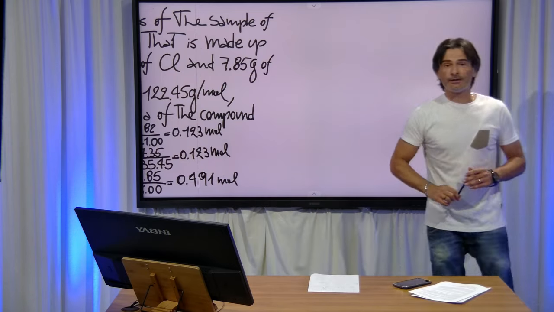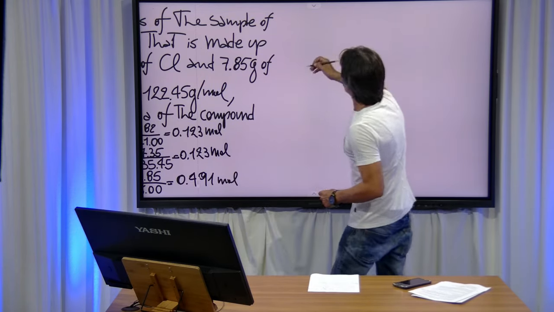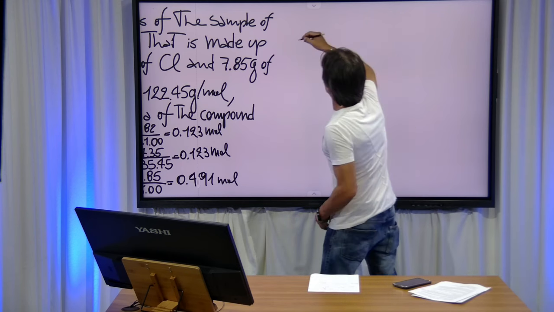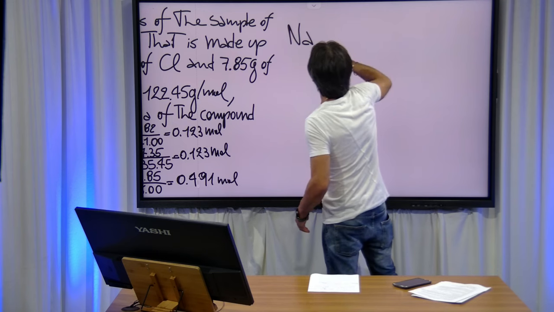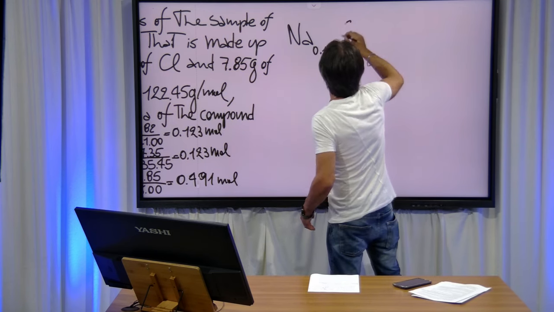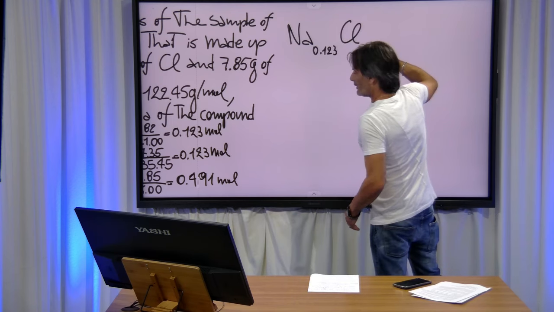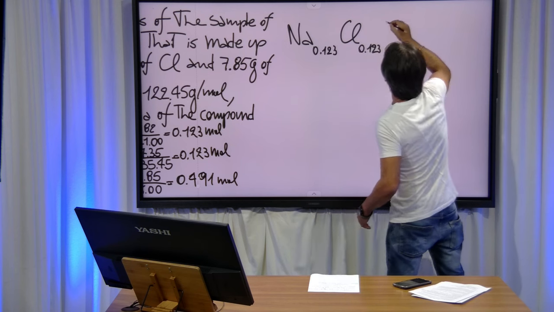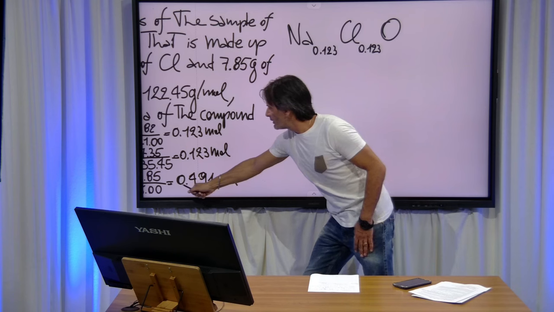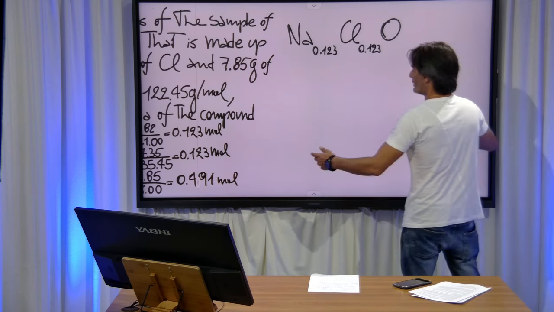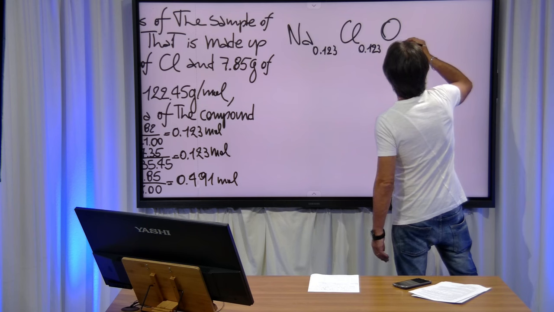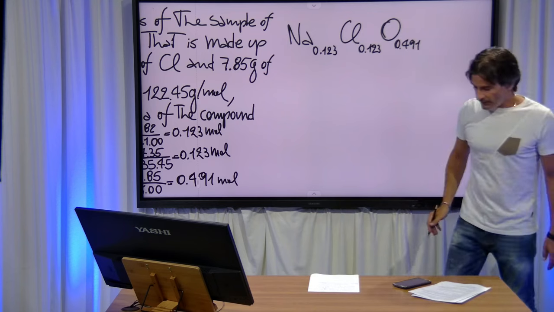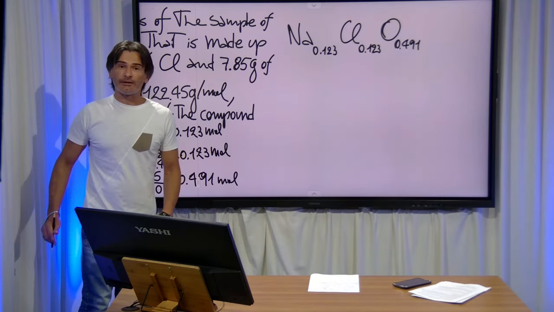Now we can use these numbers to write the rough formula. I can write Na 0.123, the chlorine with the coefficient 0.123, and the oxygen with the coefficient equals to the moles I just calculated, 0.491. Perfect. This is the rough formula from which I start.